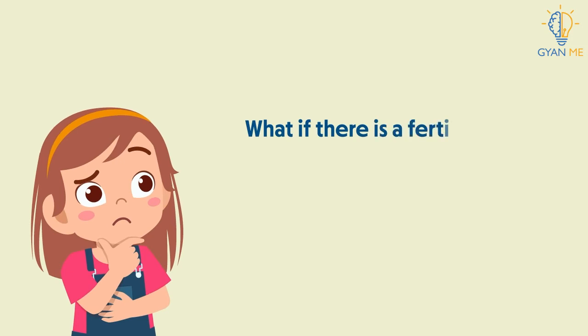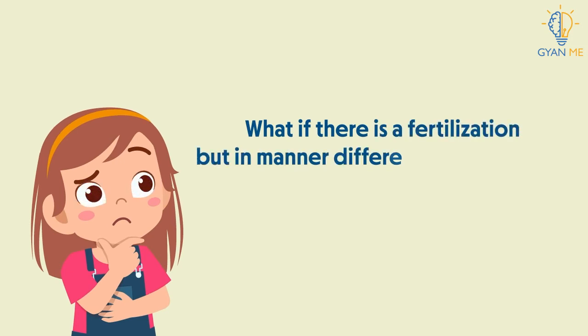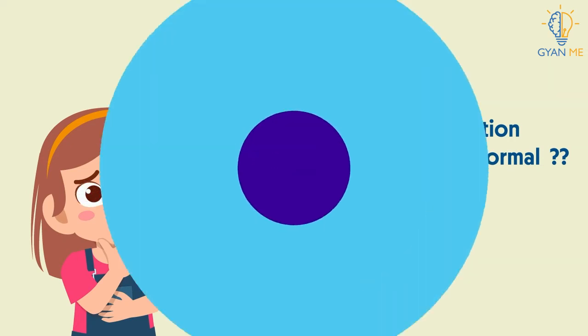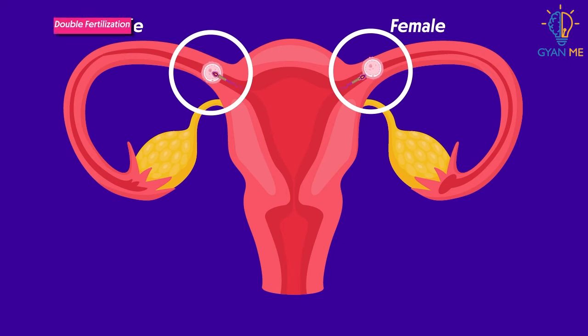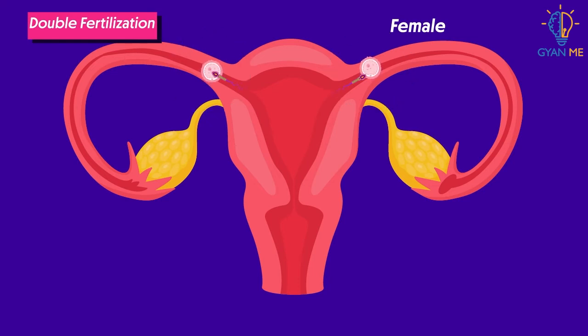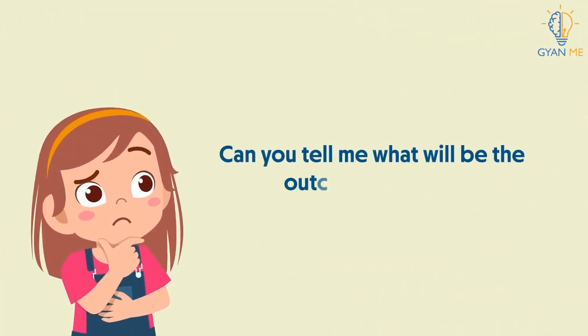But what if there is fertilization but in manner different than normal? Isn't it amazing to think about it? Yes, indeed. It would be amazing for you to know that sometimes ovaries release 2 eggs instead of 1 egg. And it so happens that both of these eggs get fertilized by 2 different sperms. Such a case where 2 different sperms fertilize 2 different ovas is different than normal fertilization that happens between 1 egg and 1 sperm. And can you tell me what will be the outcome of this?